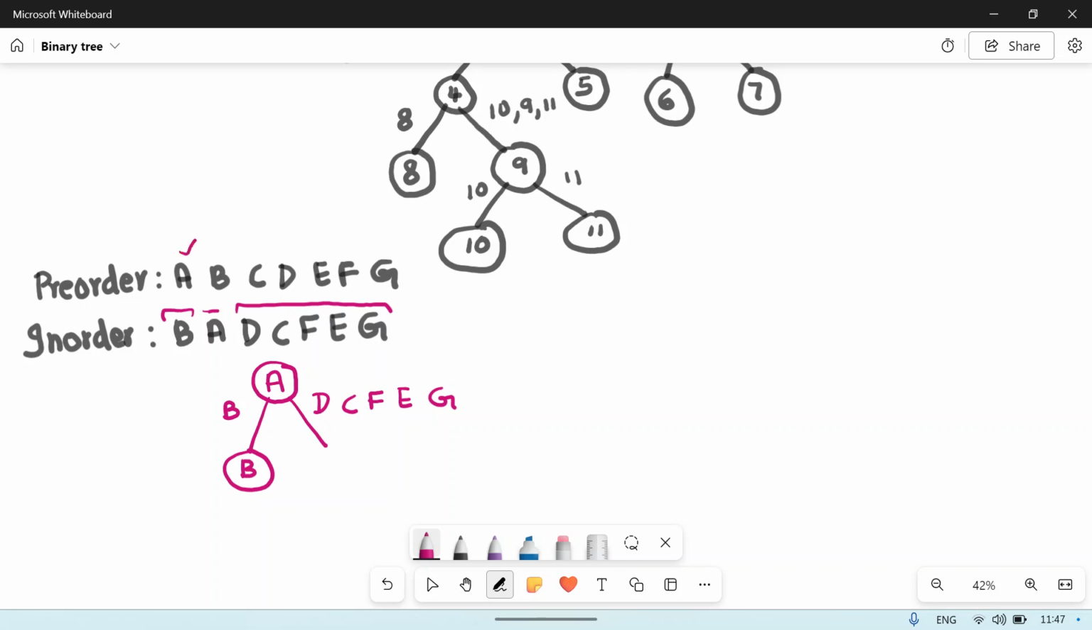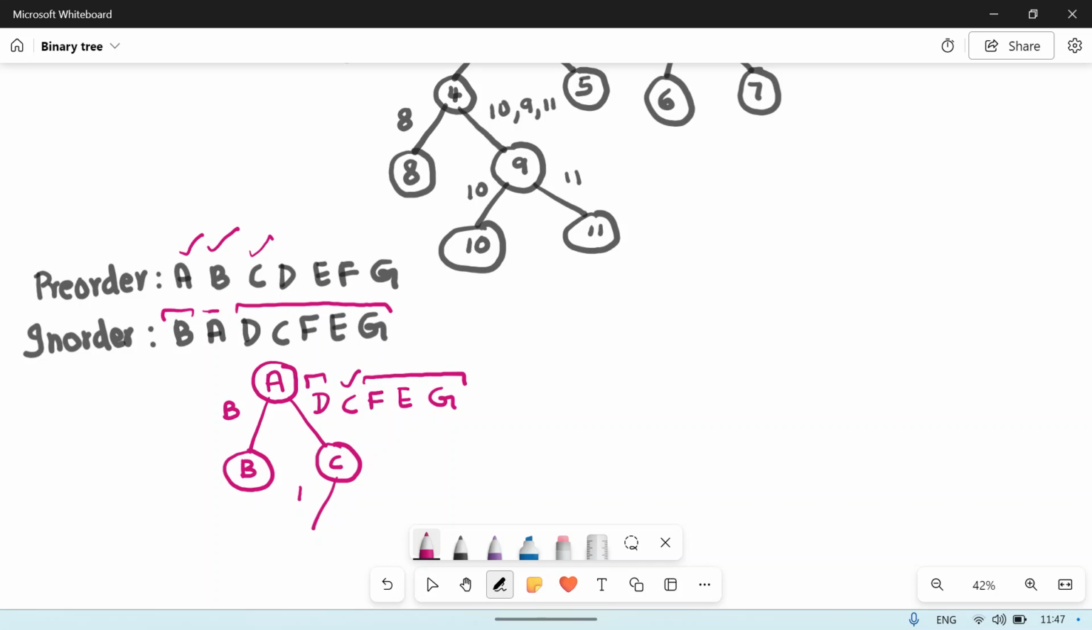A is done, B is done. Now identify the next root. The next node that you have is C. So C becomes the new root, and C is here. Everything towards the right becomes a right child and everything towards the left becomes a left child.